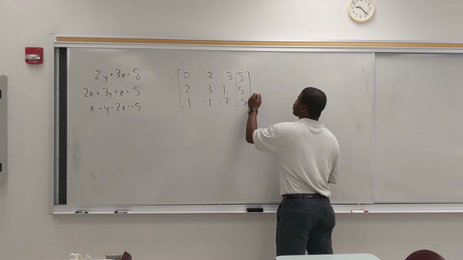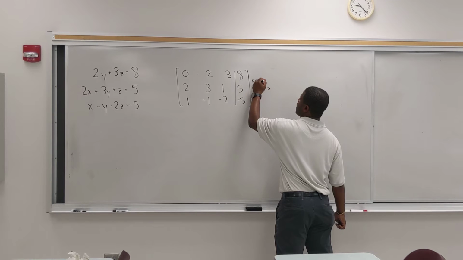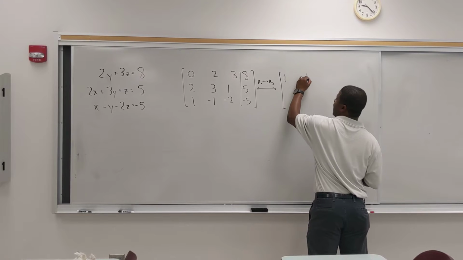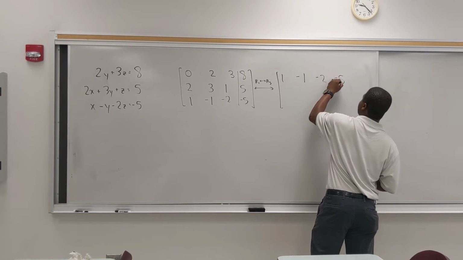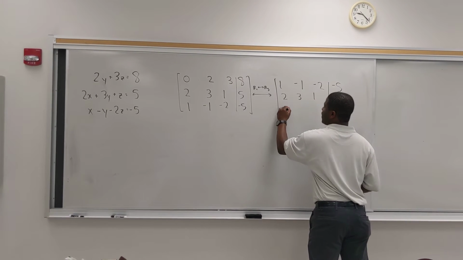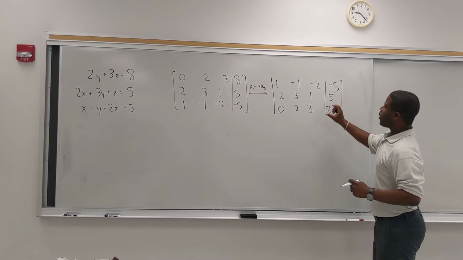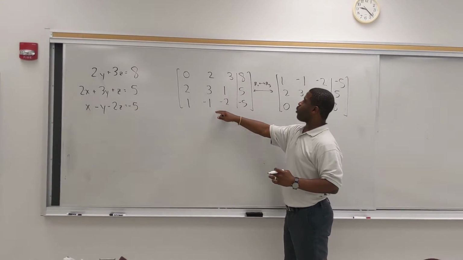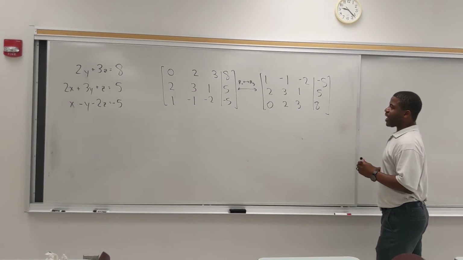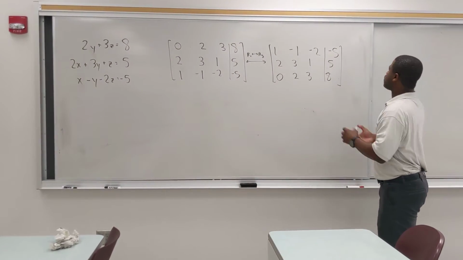So now, I want to switch row 1 and row 3. All right, so I have 1, -1, -2, and -5. 2, 3, 1, 5, and 0, 2, 3, 8. All right, so I did nothing but switch my row 1 and my row 3. That's part of our elementary row operations. So now I want to work and push myself down so that I can back substitute myself back up.